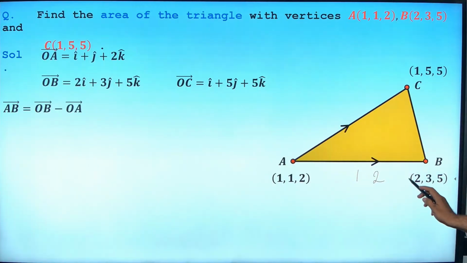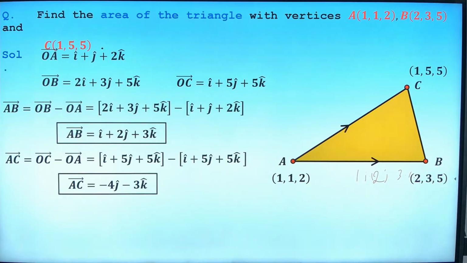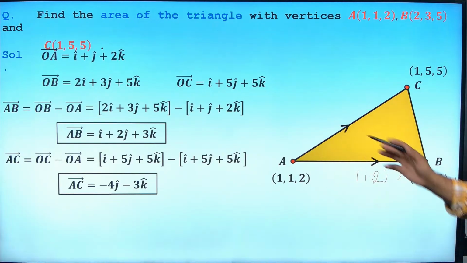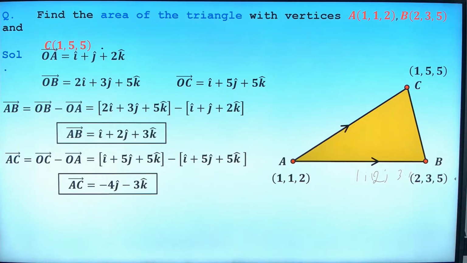And what is 5 minus 2? 3. Put I here, put J here, put K here. Understand? The same thing will come there also. Okay? So I plus 2. In the same way, I want the AC vector. So to find the AC vector, I'll do the same thing. So I know the AB vector and the AC vector.